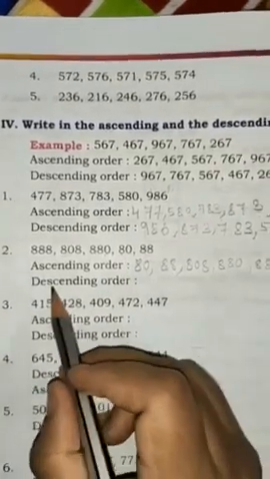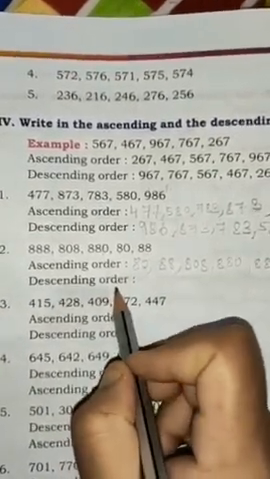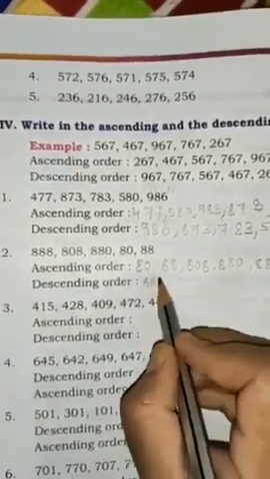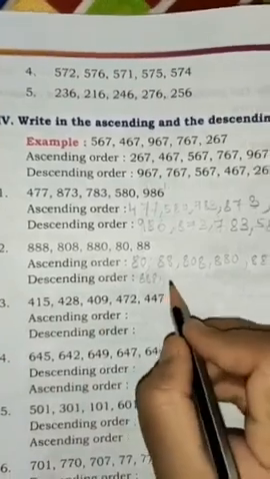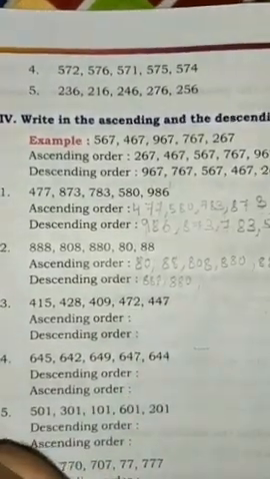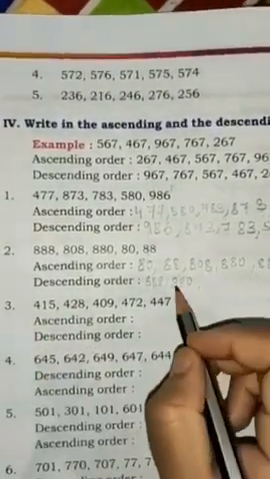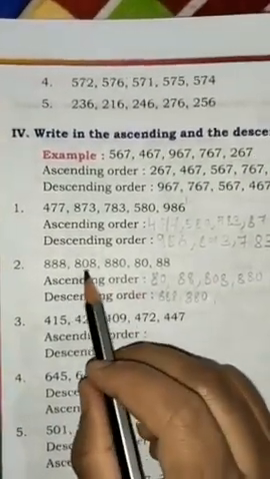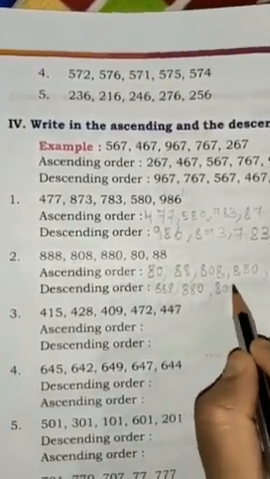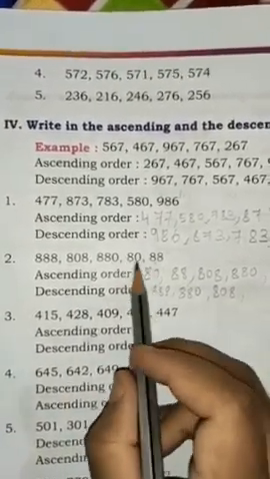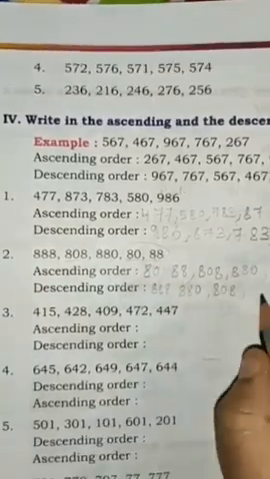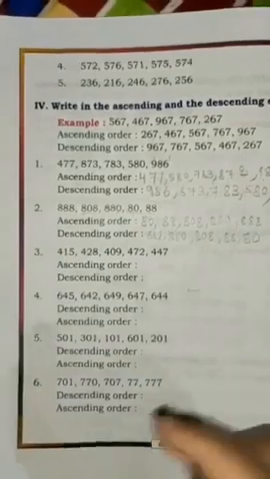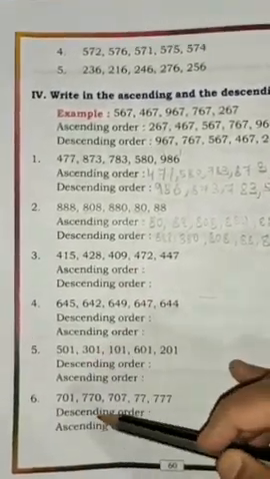888. Next one is the descending order, which means you have to start the numbers from big to small. Which is the biggest number here? 888. Next biggest is 880. Next biggest is 808. Yes. Next, after 808, 80 or 88, which is the biggest one? Yes, 88. Next one is 80. Understood, children?